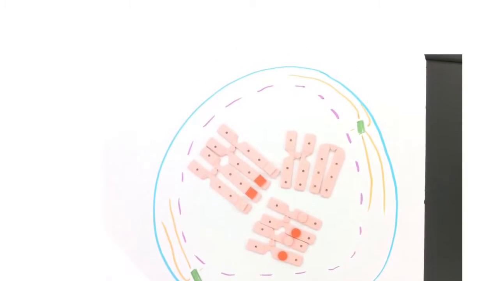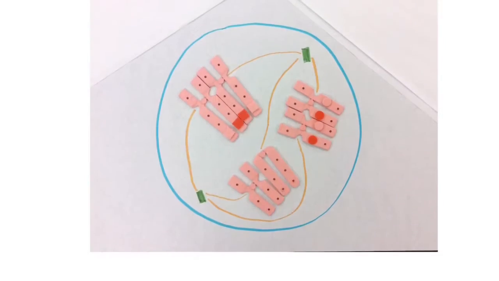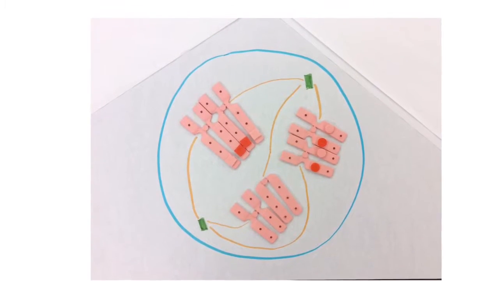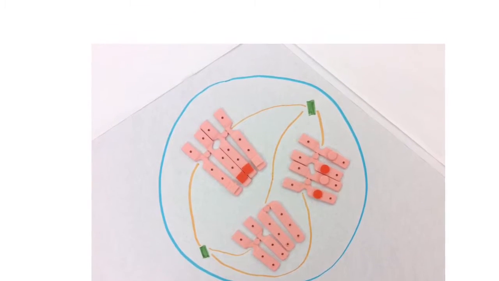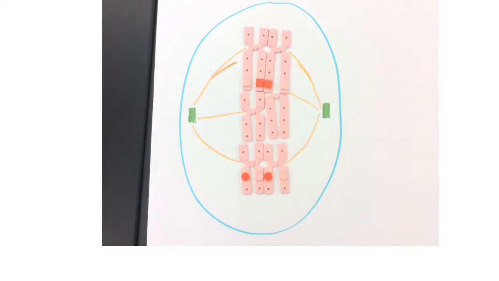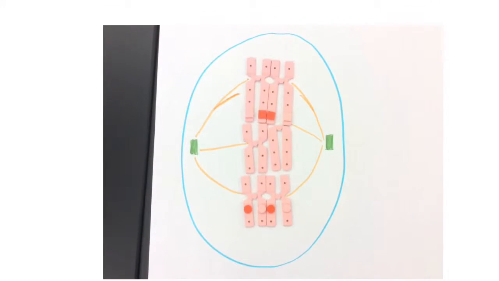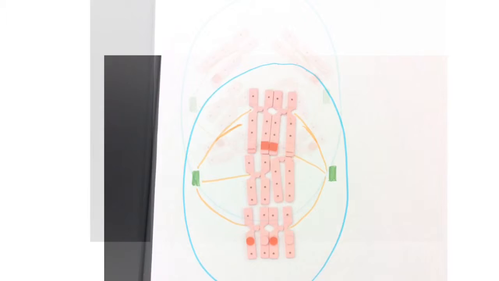This is where crossing over occurs between homologous chromosomes. They exchange alleles randomly for genetic diversity. The nuclear membrane fully disappears and the spindle fibers connect to the homologous pair. The spindle fibers align the homologous pairs at the center of the cell.